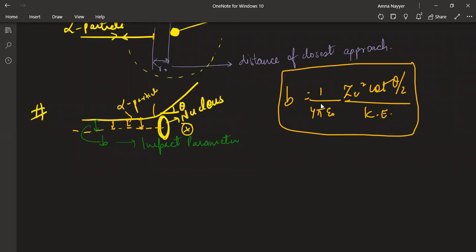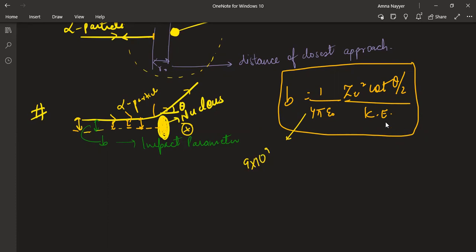From the mathematical part, you have the impact parameter. Impact parameter is this distance. See, this is the nucleus. Here, this is the path of the alpha particle, and it is getting deflected. So this perpendicular distance from the center of the nucleus or the axis of the nucleus is known as impact parameter, whose formula is Ze squared, where Z is again the atomic number, e is the electronic charge, cot theta by 2, theta being the angle of deflection. This is again K, 1 over 4 pi epsilon naught, or directly you use 9 into 10 to the power 9. And here it is kinetic energy.